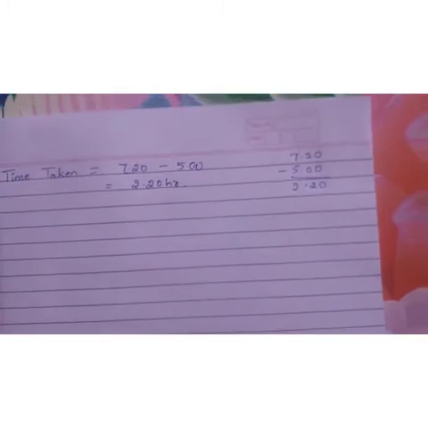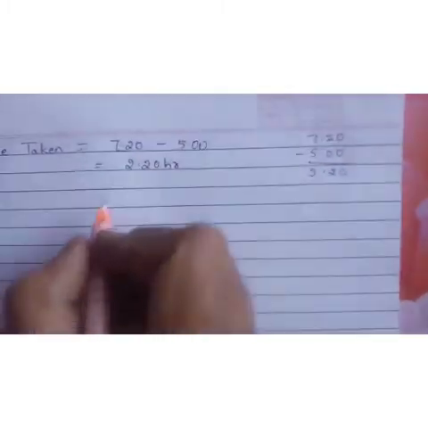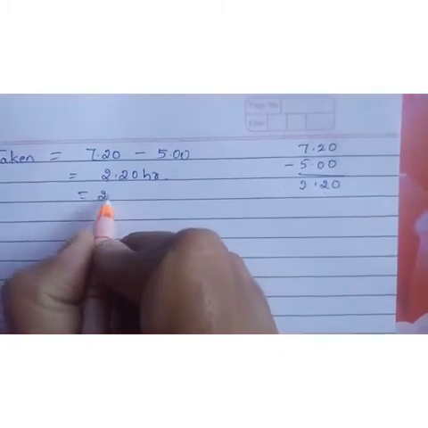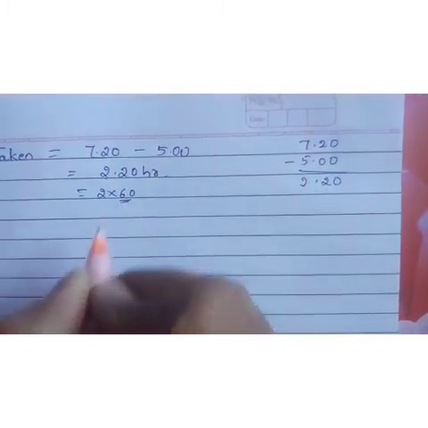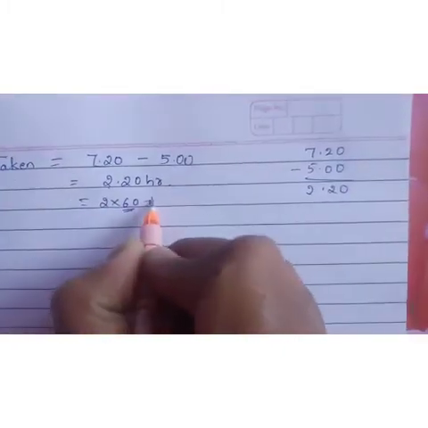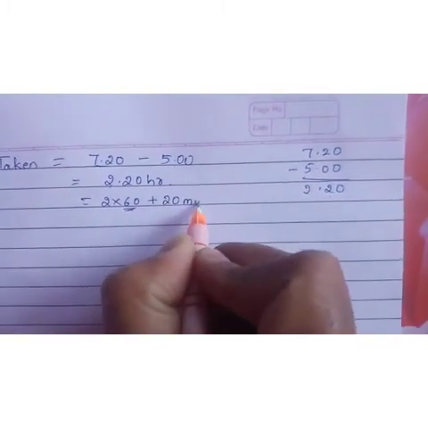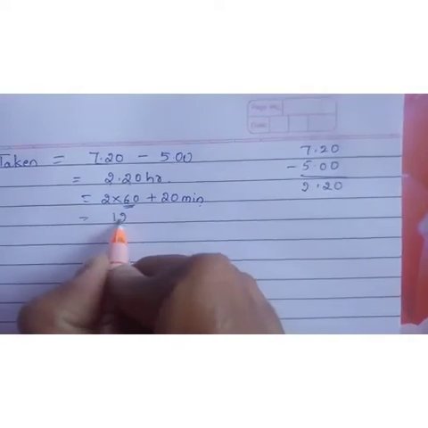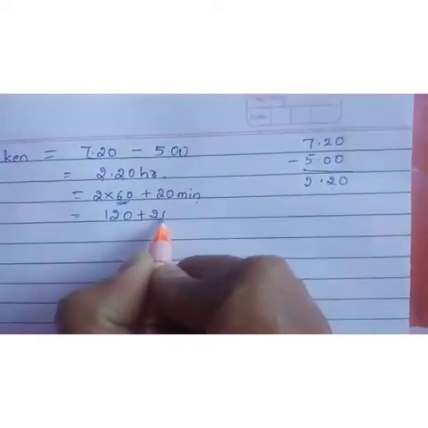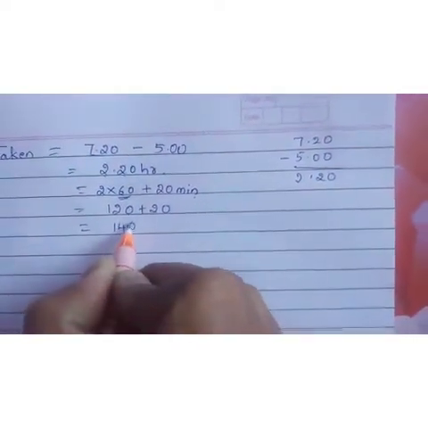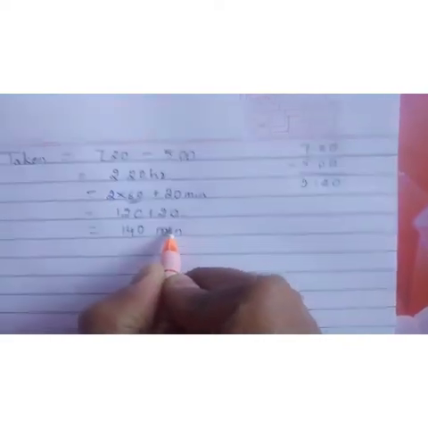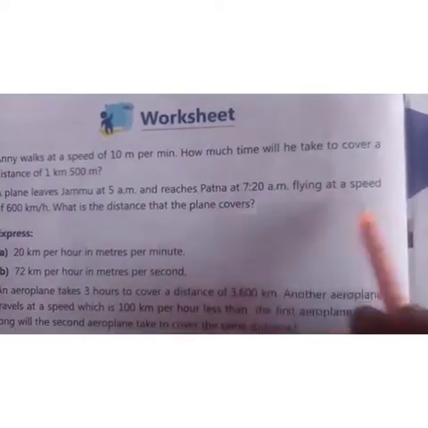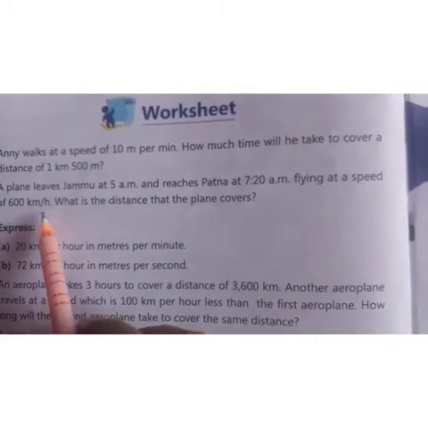You can also write it as 140 minutes. That is, 2 hours is nothing but 2 into 60, that is, 1 hour is equal to 60 minutes, plus 20 minutes. 2 sixes are 12 and this 0 plus 20. So totally time taken is 140 minutes. Is it clear?